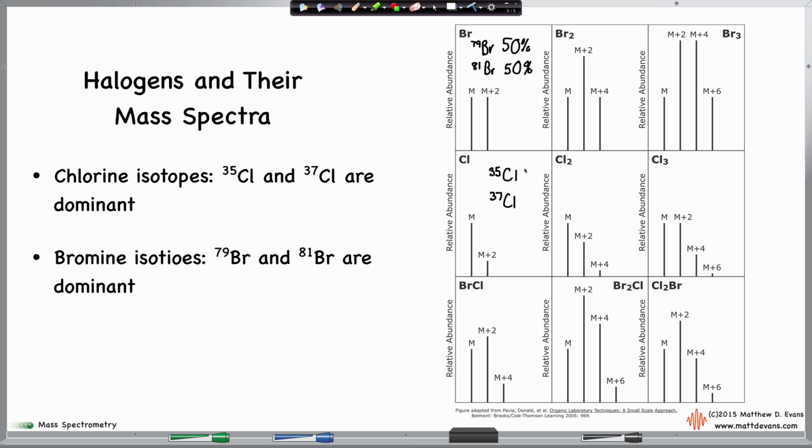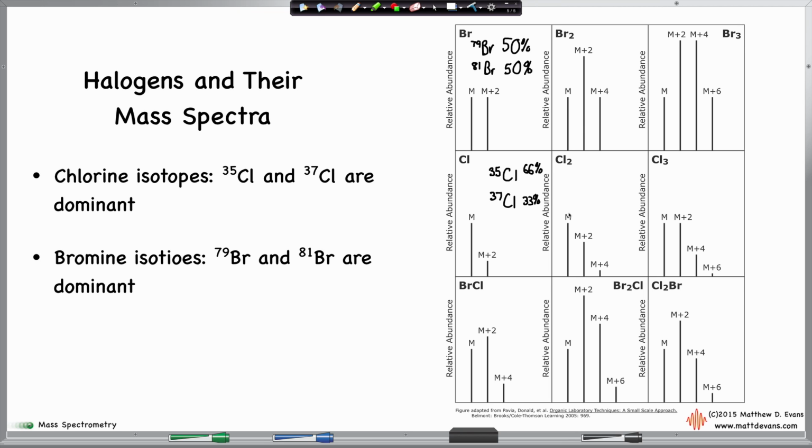I think the average is 35.45, so that tells me this one's roughly, and I mean roughly, 66%, and this one's roughly 33%, something like that. Okay, and that's why we see this pattern right here. We're not going to have any unknowns that have 2 bromines or chlorines or 3 or whatever, but you could still look for those patterns too, and that's what you're going to see in patterns.